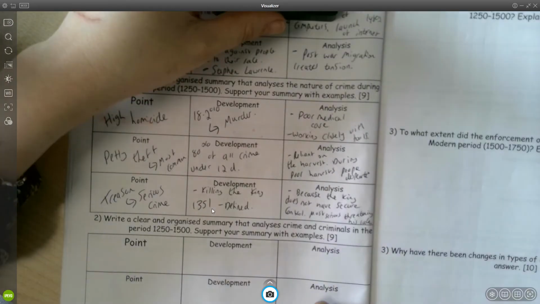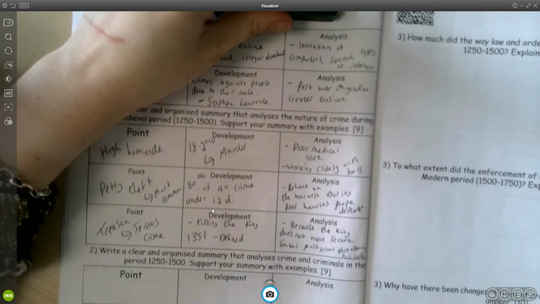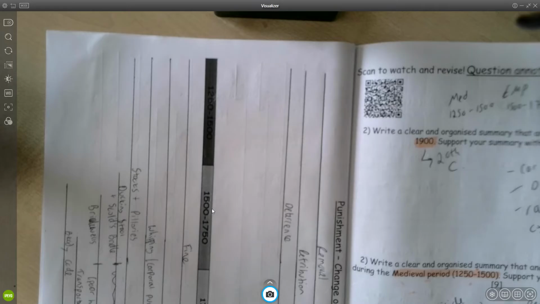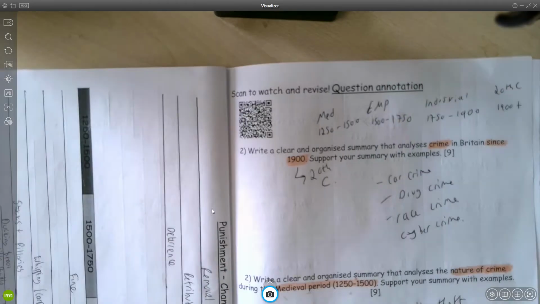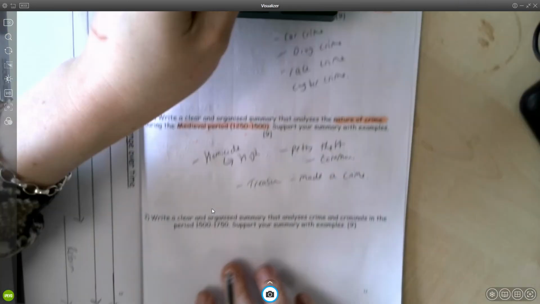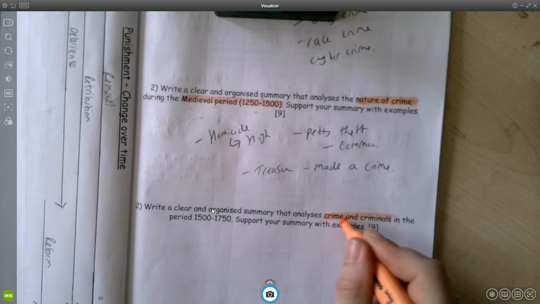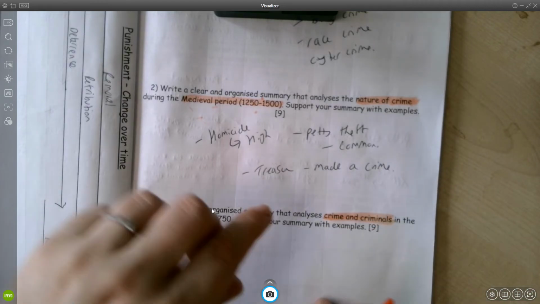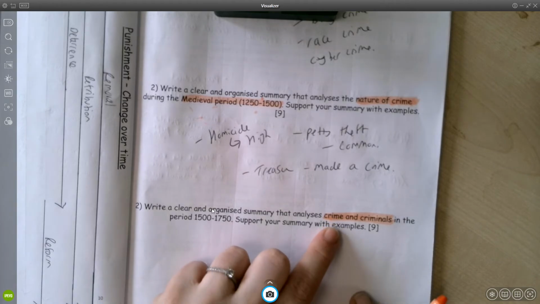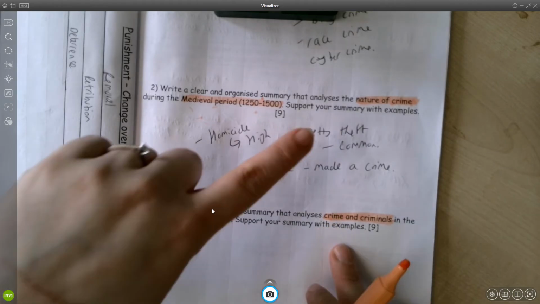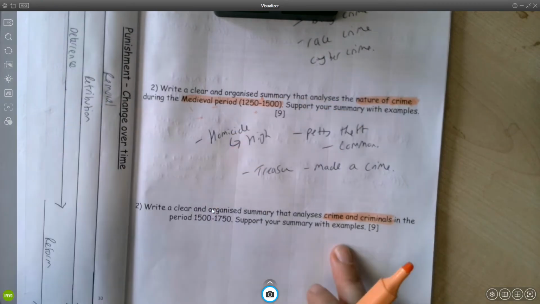So again, we're then going to move back to our last question. Pause the video and annotate. So exactly the same as before, you want to pick out the topic. This time it says crime and criminals. Can you see how every time they've used a different phrase, but it's always been crime?